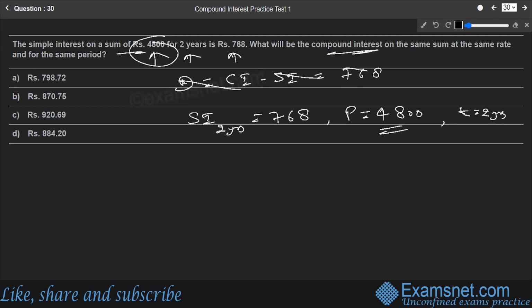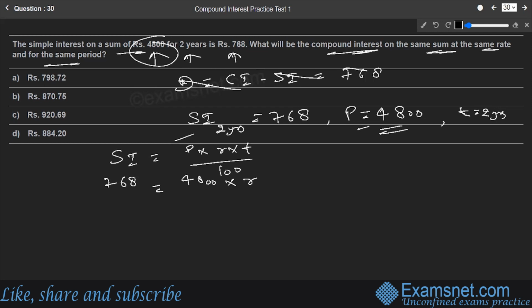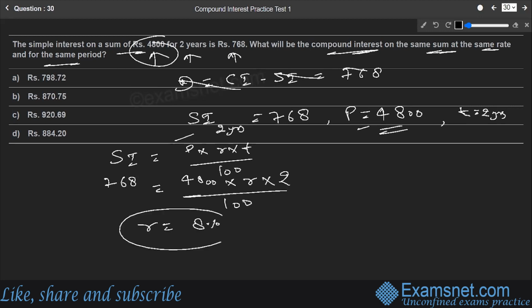What will be the compound interest on the same sum at the same rate for the same period? All the things are given in simple interest except the rate percent. So first of all, we will find the rate percent that has been used. We have a direct formula: simple interest is principal into rate into time upon 100. Simple interest is 768, principal value is 4800 into the rate value that we are supposed to find out, and time value is 2, divided by 100. If you solve this, the R value comes out to be 8%. So simple interest was done for 8%.